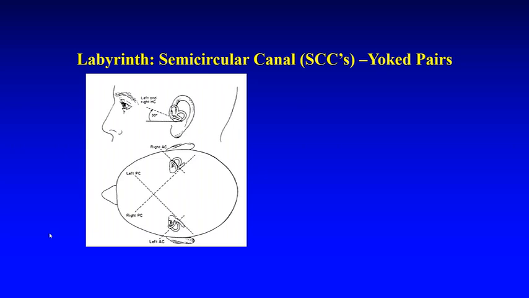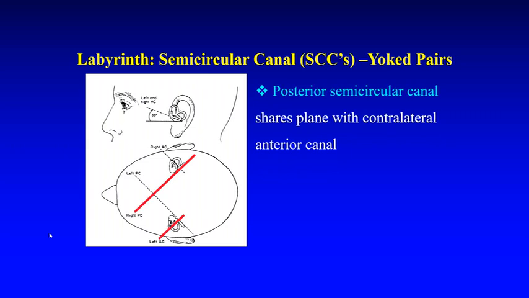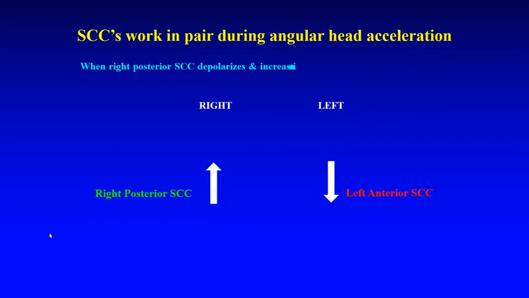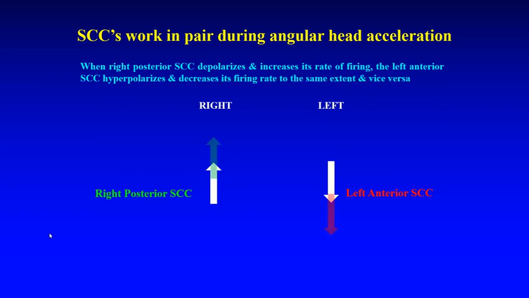In the membranous labyrinth, the semicircular canals on the two sides exist in yoked pairs. That is, the right posterior semicircular canal shares a plane with the left anterior semicircular canal, and likewise the two horizontal semicircular canals also share the same plane. The advantage of sharing these planes is that they work in pairs. When the right posterior semicircular canal depolarizes and increases its firing rate, the left anterior semicircular canal hyperpolarizes and decreases its firing rate to the same extent, and vice versa.